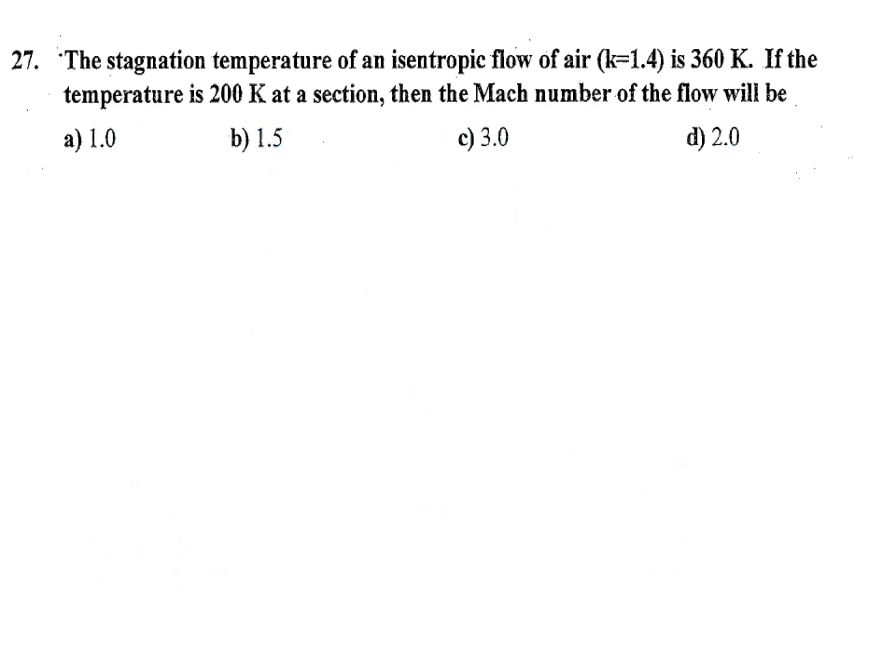The stagnation temperature of an isentropic flow of air, K equal to 1.4, here K is the ratio of specific heats, is 360 Kelvin. If the temperature is 200 Kelvin at a section, the Mach number of the flow will be how much? We have to calculate that, the Mach number M. We know T0 by T equal to 1 plus gamma minus 1 by 2 M square.